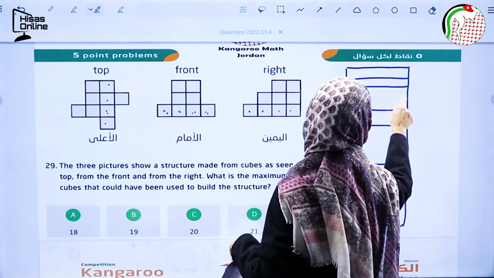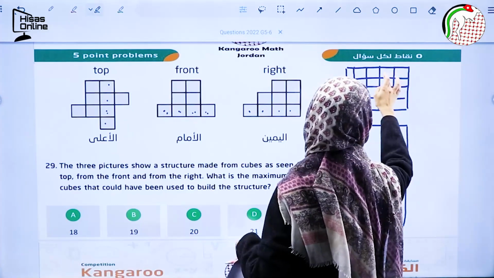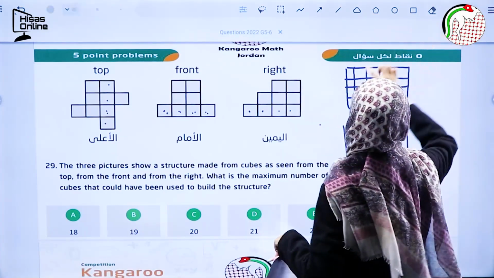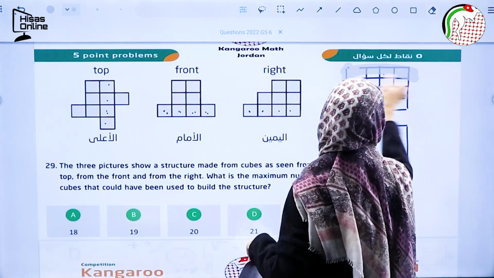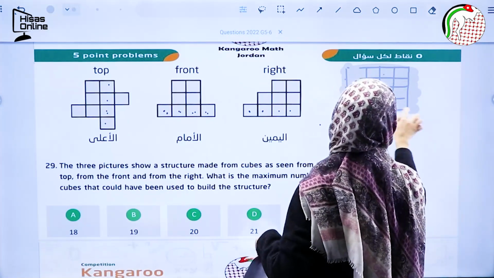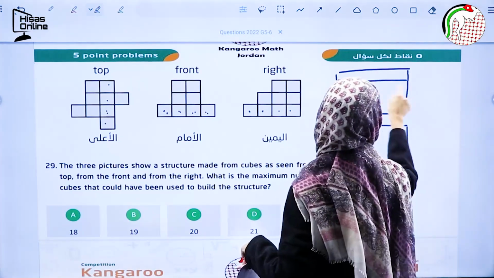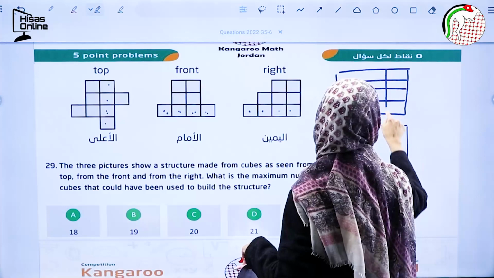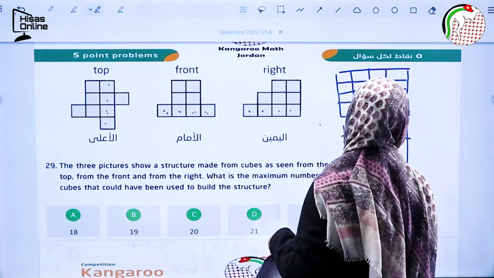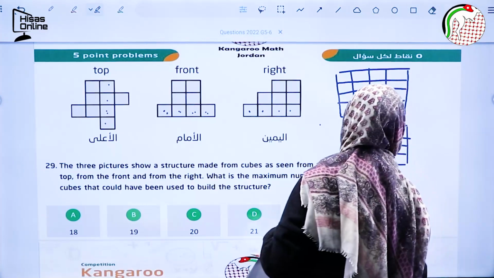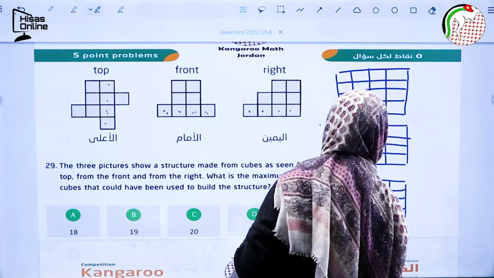1, 2, 3, 4. It's a 4 by 4. 1, 2, 3. Let me repeat this here again. So 1, 2, 3, 4, 1, 2, 3, 4, and so on, four times.